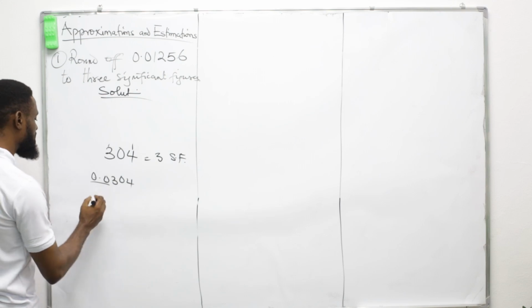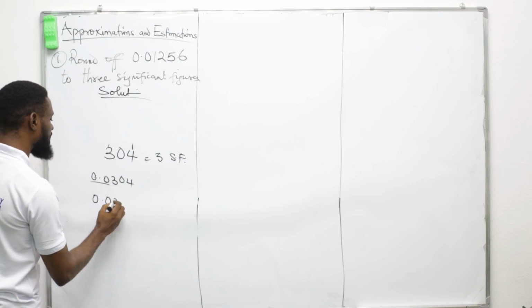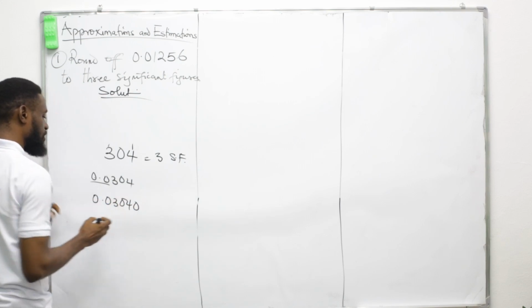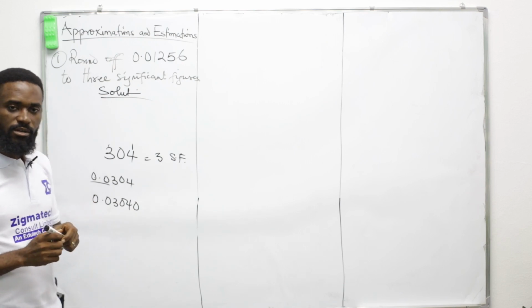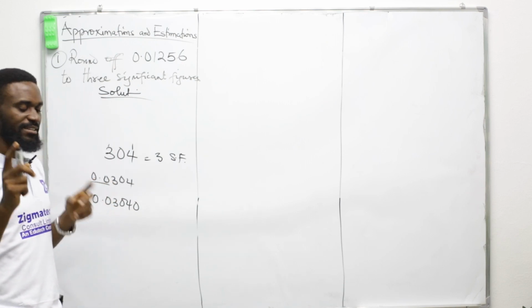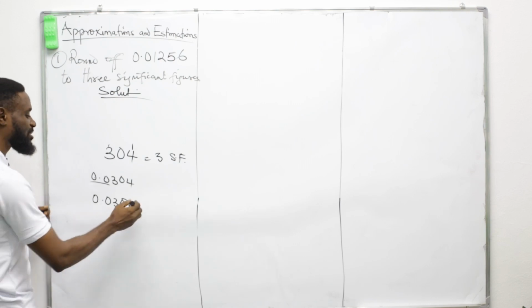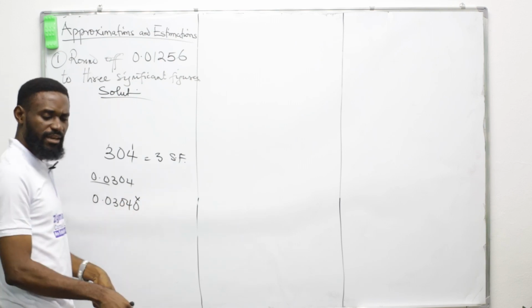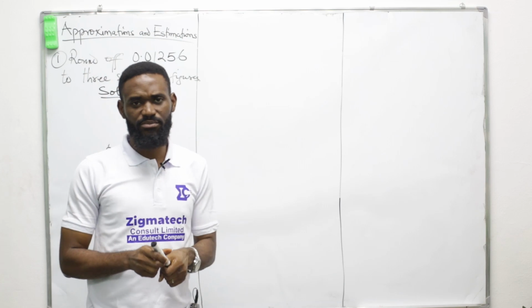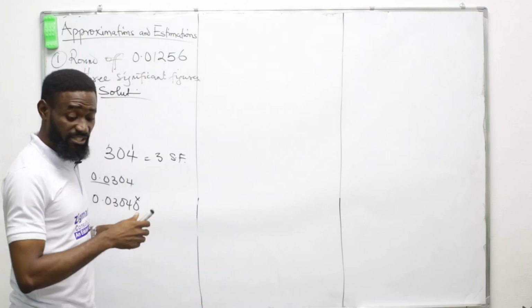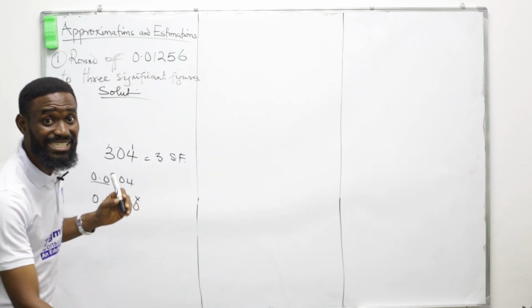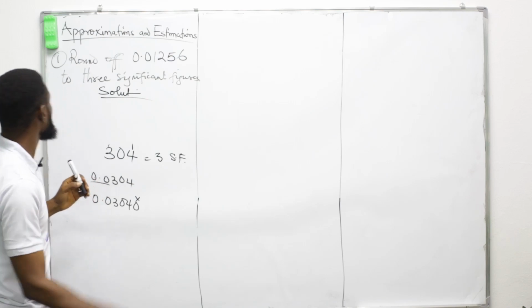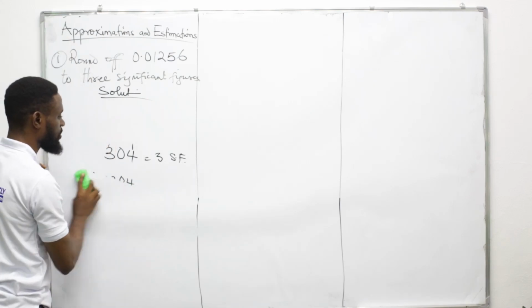If we have 0.03040, it is only 1 zero here that is significant, which is this 0. This one is not significant because it is not in between 2 significant figures. Do you understand me now? So that is the first thing you must understand about significant figures. Okay? Significant figures. All right.